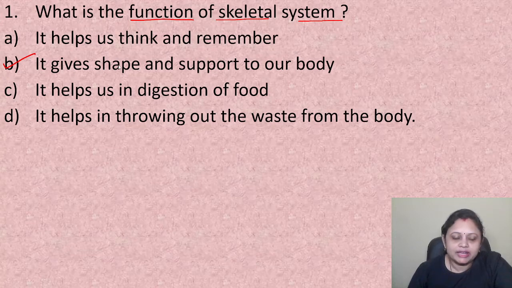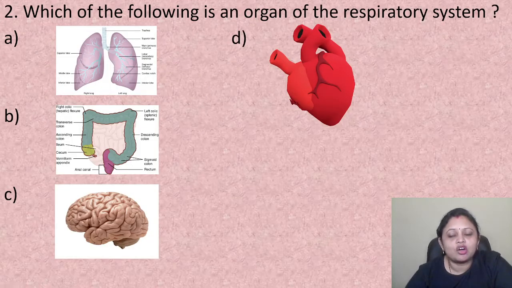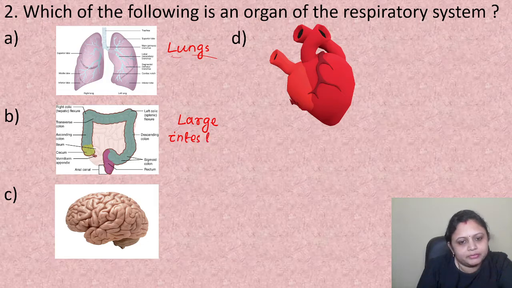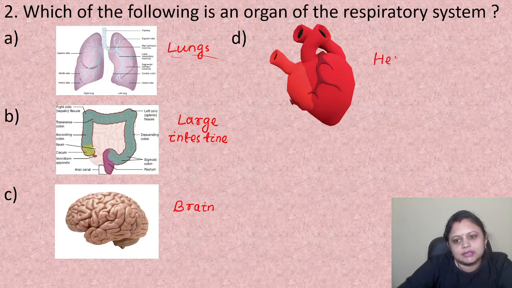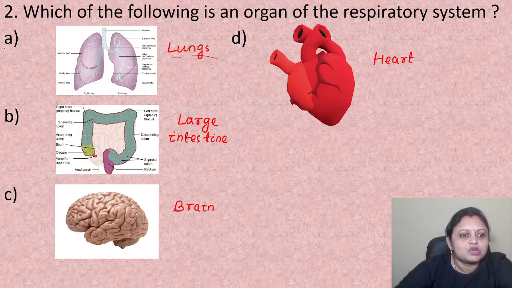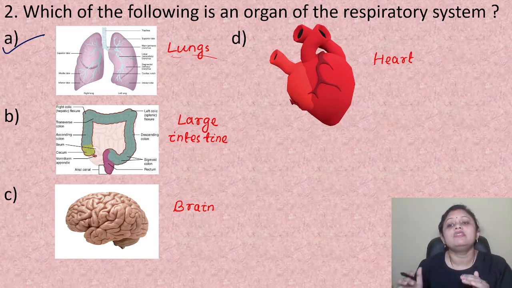Coming to the next question: which of the following is an organ of the respiratory system? Option A, the lungs. Option B, the large intestine. Option C, the brain. Option D, the heart. Can you tell the answer? Here the answer is lungs. Lungs is the correct answer because it is an organ of the respiratory system.